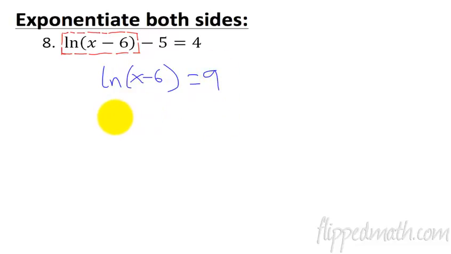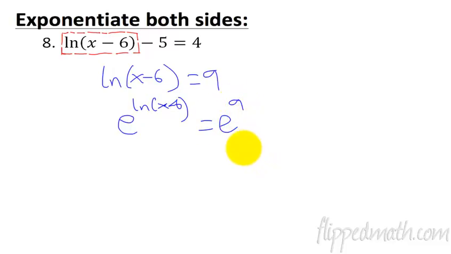And now we're going to raise it. Now think about this. What's the base of a natural log? It's e. And so we're going to go e raised. Now, don't write this down yet. Watch. e raised to the natural log of x minus 6 equals e raised to the 9.